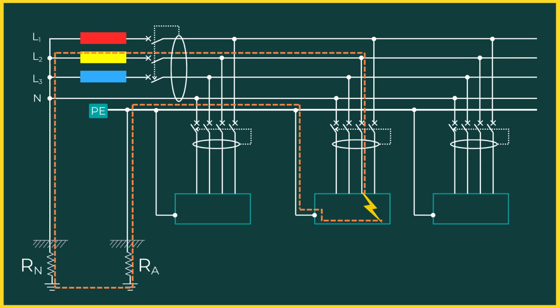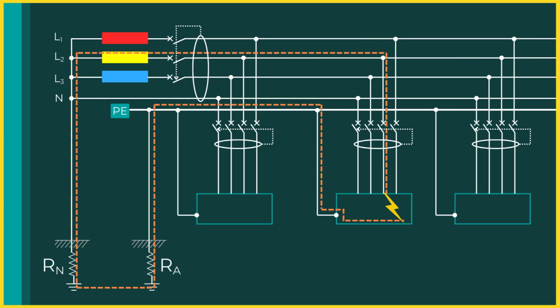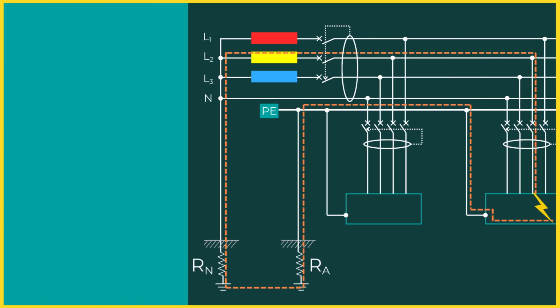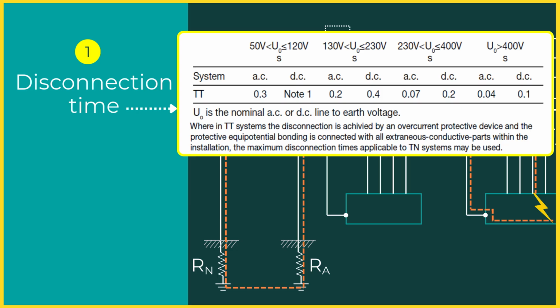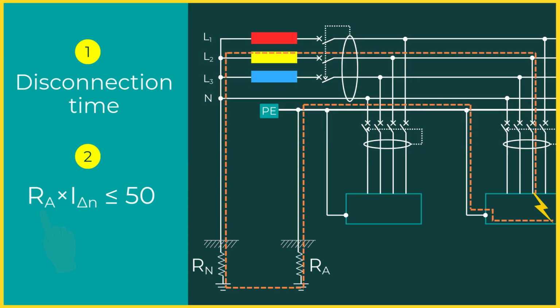When an RCD is used for fault protection, 2 conditions must be satisfied. First, the disconnection time must be less than the time prescribed by the standard. Second, a voltage condition must be satisfied. Here, RA represents the total resistance of the protective earth electrode and the protective conductor connected to the exposed conductive parts. And IΔn is the rated residual operating current of the RCD.